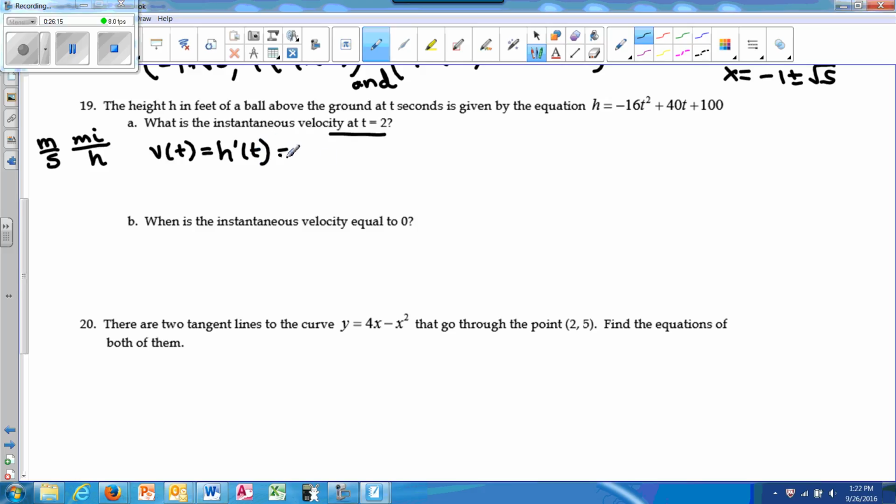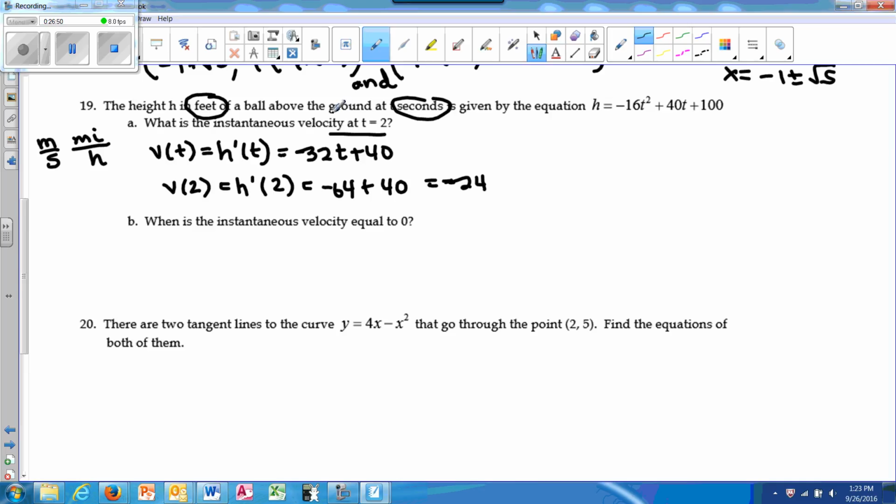Okay, remember the height, h, in feet of a ball above the ground at t seconds is given by this equation. The instantaneous velocity at one time, remember if you think about velocity, you're talking about things like miles per hour or meters per second. So you're really doing a slope of position over time. When you're doing this at exactly one point, it means that you need the derivative. So the velocity at any time t is really the slope of position.